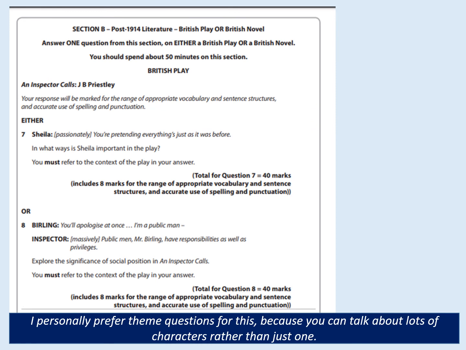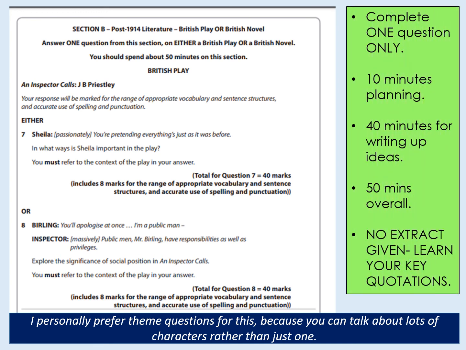Now, An Inspector Calls is different in that you actually get a choice. You do not have to answer both questions. I think that's really important to say. Please answer only one of the questions. If you answer both, you'll only get marked on one anyway. I have had students do that in the past, and they've written 2 short but pretty good essays, but I've only been able to mark them for 1, which is a real shame, because they've essentially lost a good 30 minutes of their exam time for that.